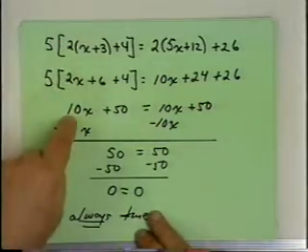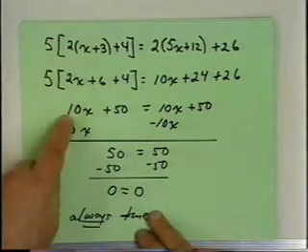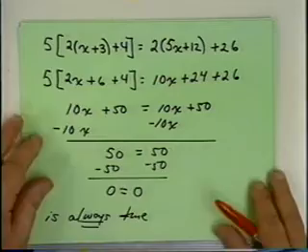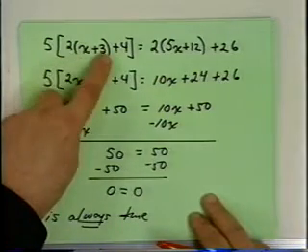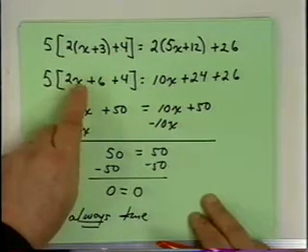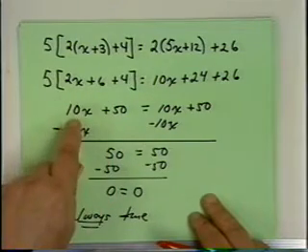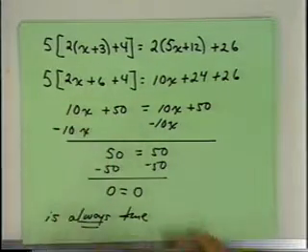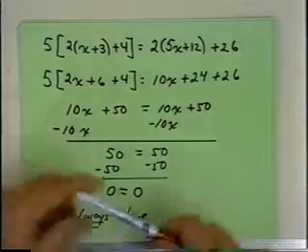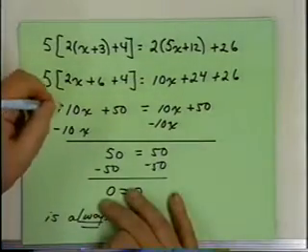I'm not going to do this one all over again because we've already gone through these steps. Well, what the heck, it's not that long, let's just review it. The 2 multiplies the x plus the 3 to give me 2x plus 6. I add the 4 and the 6 to get 10. That leaves the left-hand side as 10x plus 50. I'm just going to leave that for now. That's what this side here reduces to.